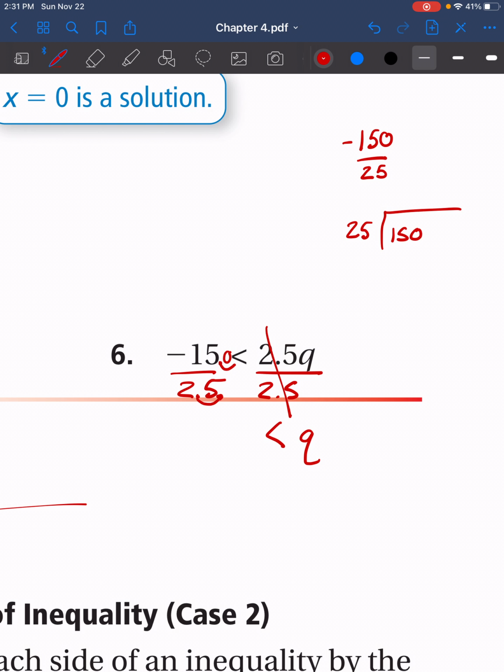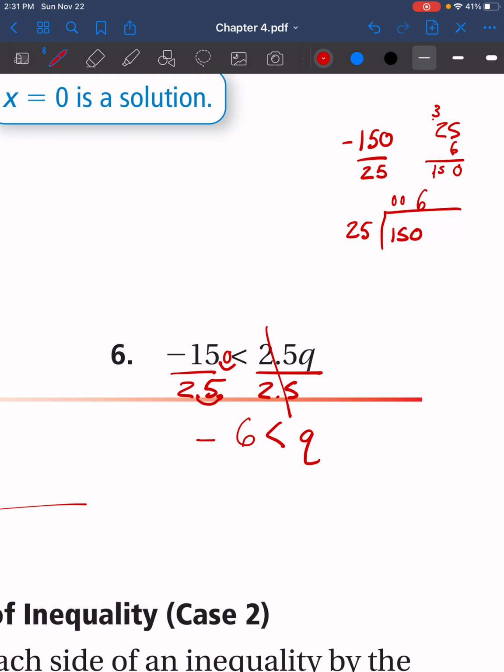Think of money too, guys. Okay, how many times does 25 go into 1? It doesn't. How many times does 25 go into 15? It doesn't. How many times does 25 go into 150? So let's find out. I know 4 of those is 100. So 2 more, 5, 6. 6 times 5 is 30. 6 and 6 is 12. 13, 14, 15. There we go. 6 whole times. So -15 divided by 2.5 is -6.